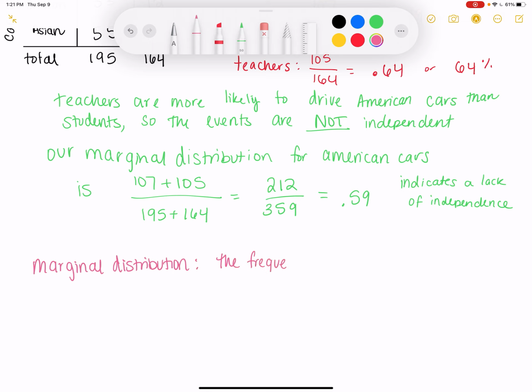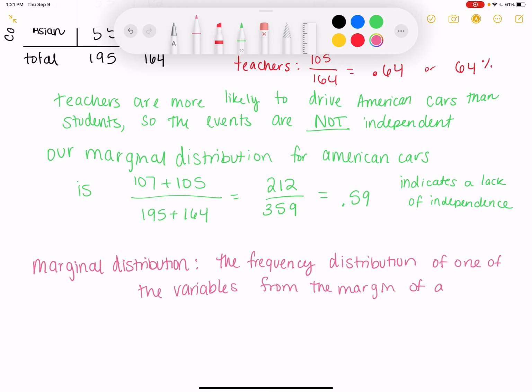The frequency distribution of one of the variables from the margin of a contingency table.